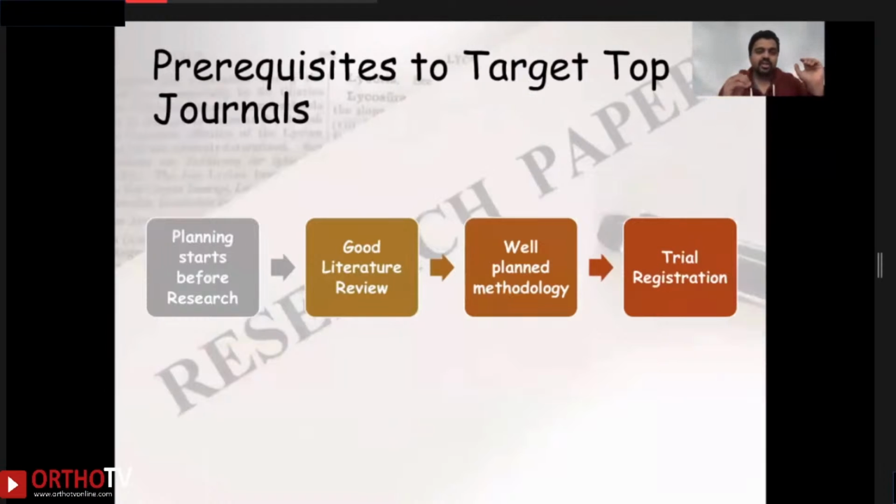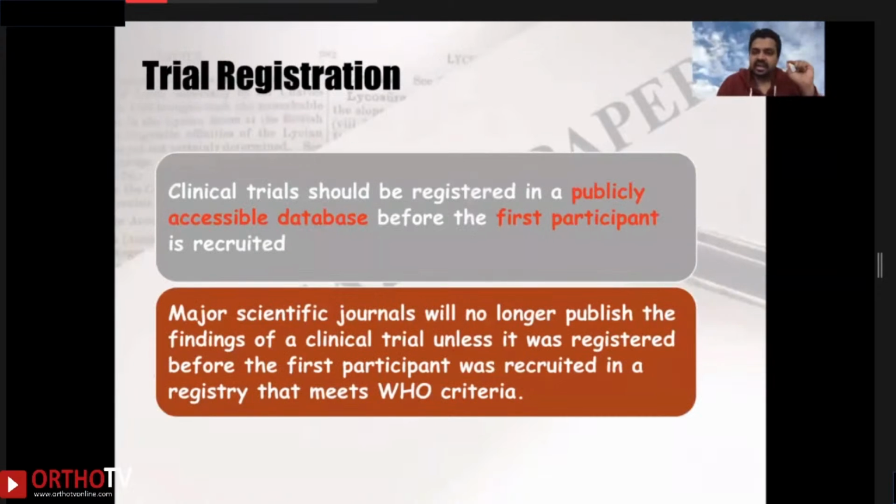Now, the last part: if you want to target the top journals, the real planning actually starts much before the research. You should have done a good literature review. The methodology should be the best, but the most important is trial registration. Clinical trials should be registered in a publicly accessible database even before the first participant is recruited. Today, all the top journals won't accept your clinical trial if it is not registered. It's as simple as that.